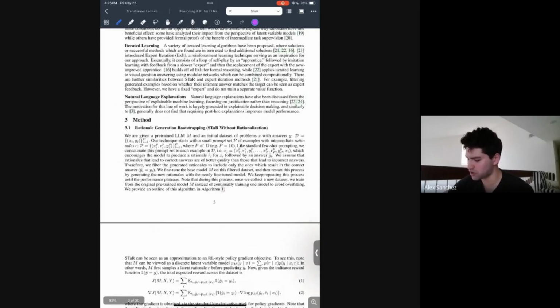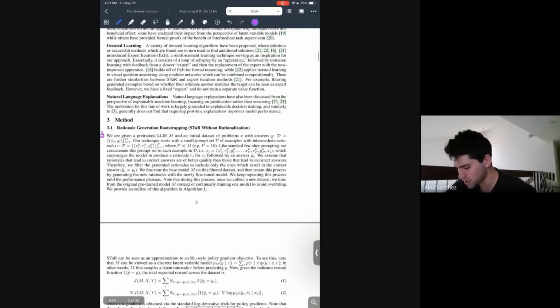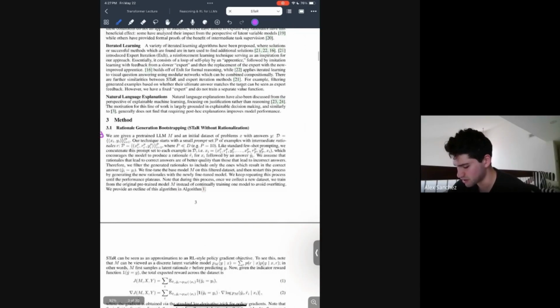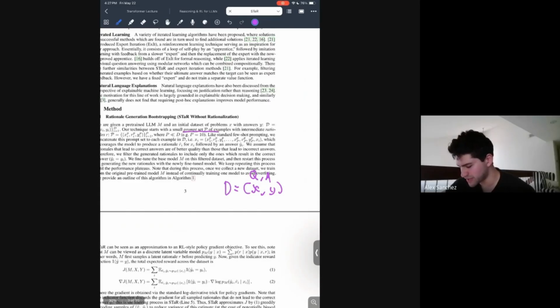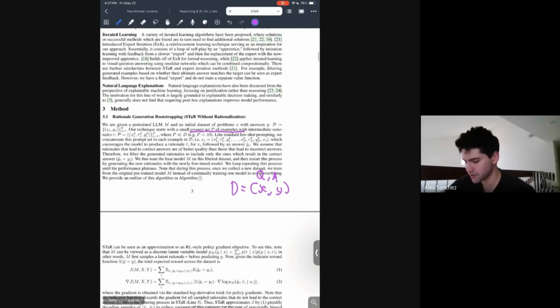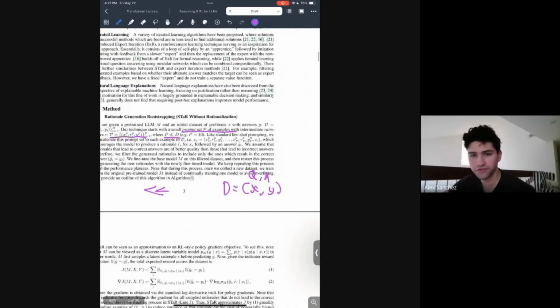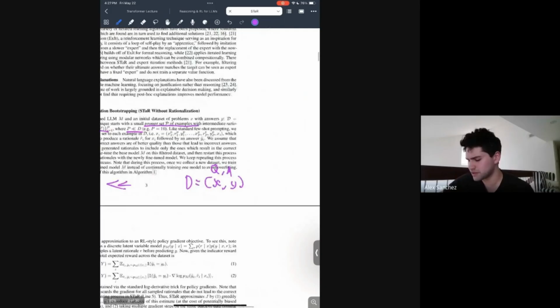So here they're talking about STaR without rationalization. You see things that are mathematically denser than they should be. But what this is basically saying is that they have an initial dataset D equal to X and Y pairs. That's literally the question and answer. And they have a small prompt set P of examples with intermediate rationalization, where P is much less than the dataset; the double less-than sign means much smaller than the dataset. This is basically the few-shot prompting.